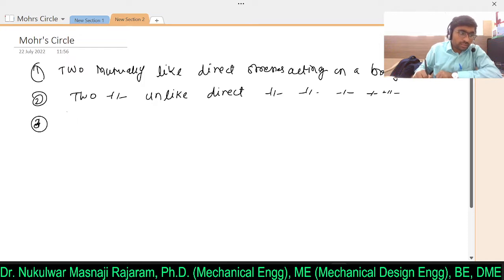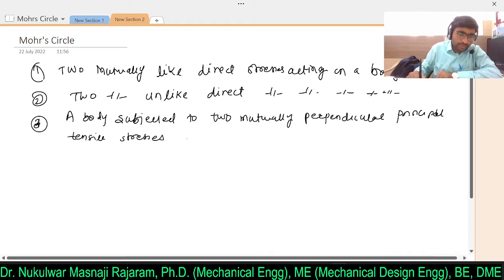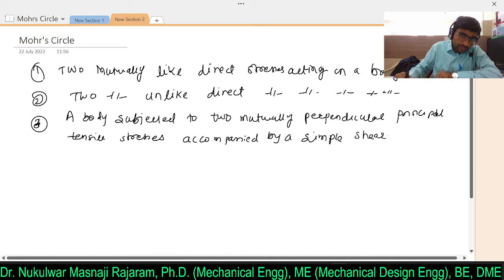And third is a body subjected to two mutually perpendicular principal tensile stresses accompanied by a simple shear stress.